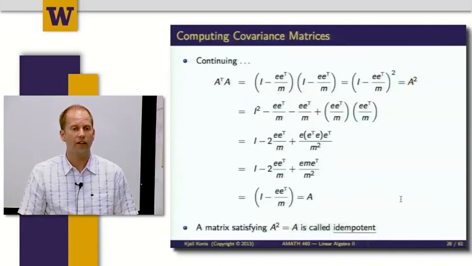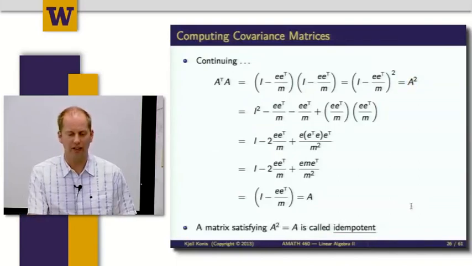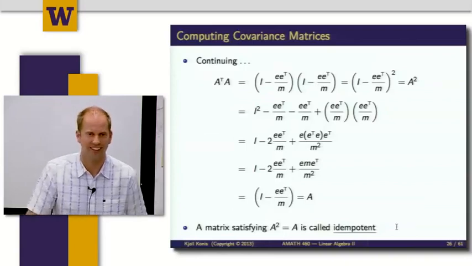And so there's a special name. This actually pops up more often than you'd think. There's a special name for matrices that have this property, and it's called idempotent. So if A squared is equal to A, it's an idempotent matrix, which is a word I'm still not really comfortable pronouncing.